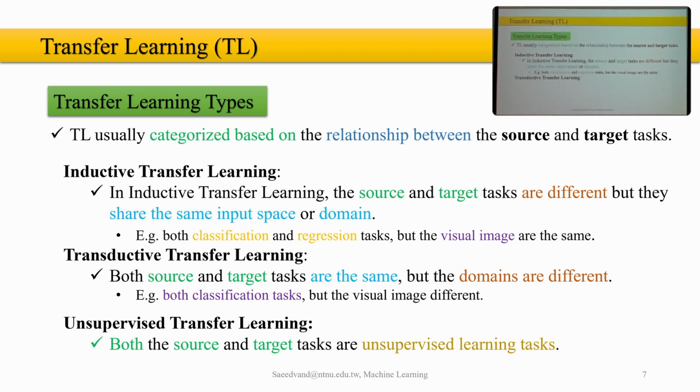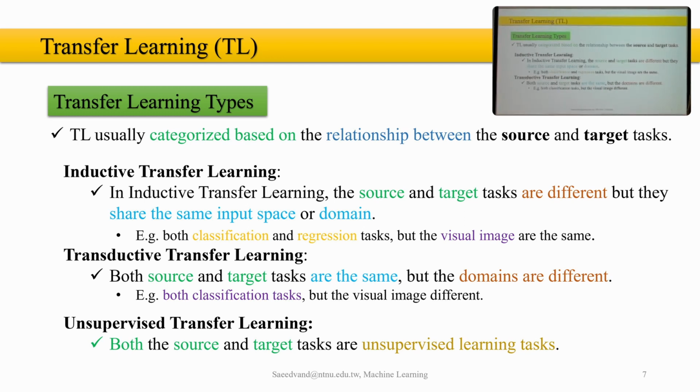The second category is called transductive transfer learning. Here we say both source and target tasks are the same this time, but the domains are different. It's kind of vice versa of the first one. For example, you can consider both of them are classification, but you have different kinds of visual images.